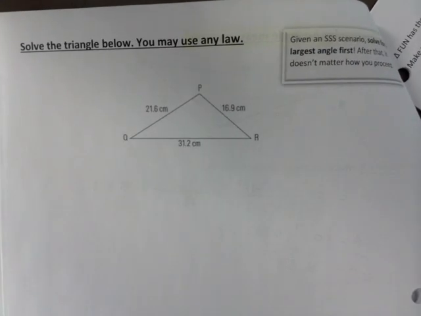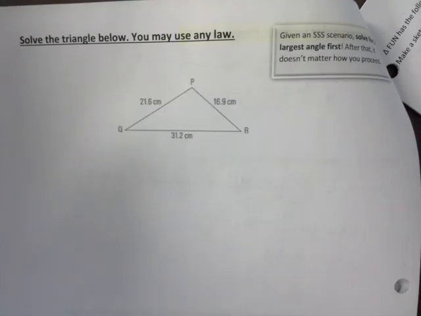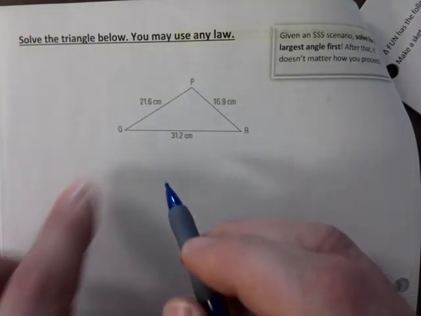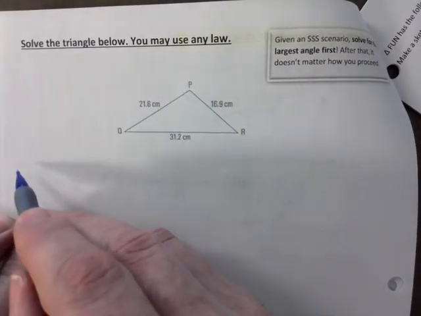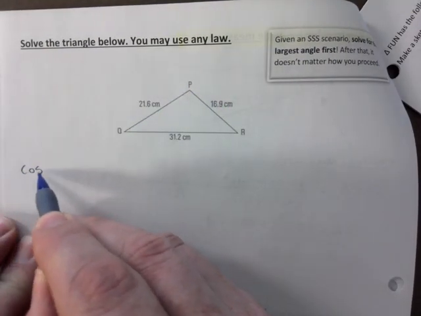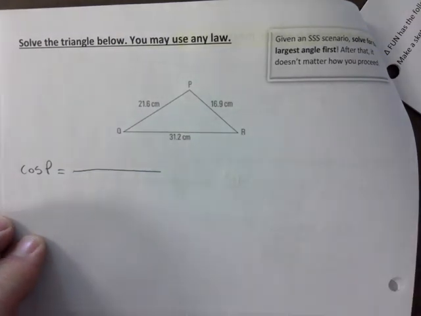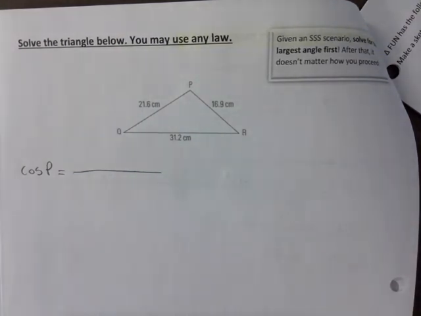It says solve the triangle. You may use any law. I will be okay with that, but I'm going to focus on cosine law today. So solve for P first. You're going to go cosine of P and fill that in. I want you to solve for angle P. Hint, hint, it's going to be obtuse. I'm telling you already. And I'm going to walk around and see if you're doing okay.